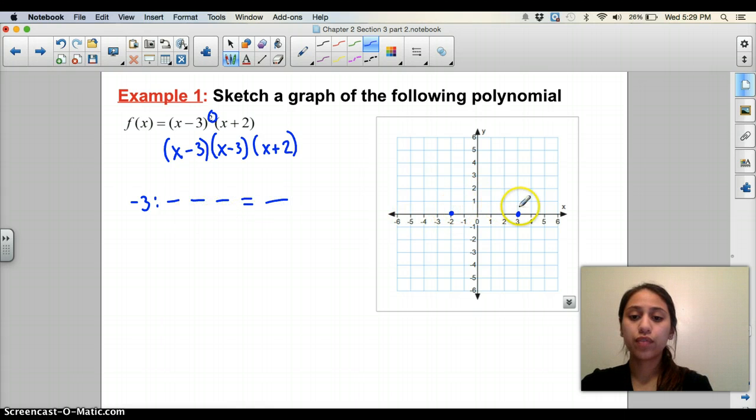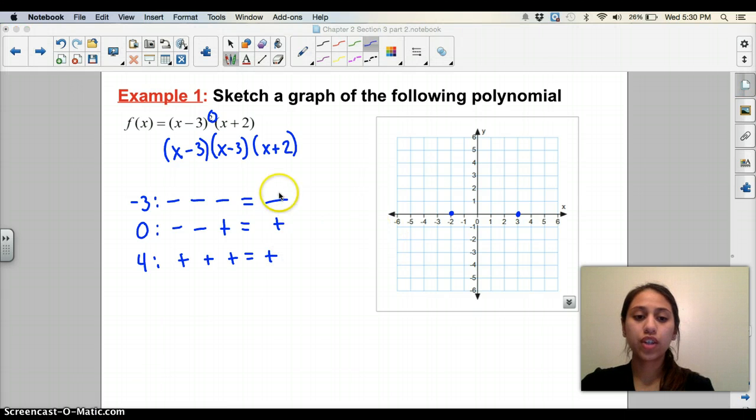For another value from negative 2 to 3, I'm going to pick 0. Whenever you can pick 0, it makes things easy. So 0 minus 3 is a negative, 0 minus 3 is a negative, and 0 plus 2 is a positive. So that's going to be a positive, because a negative times a negative is a positive, and a positive times a positive is a positive. Lastly, we need to pick a value to the right of 3, so I'm going to pick 4. Plugging in 4, 4 minus 3 is a positive, 4 minus 3 is a positive, and 4 plus 2 is a positive. So multiplying all positives, we get a positive.